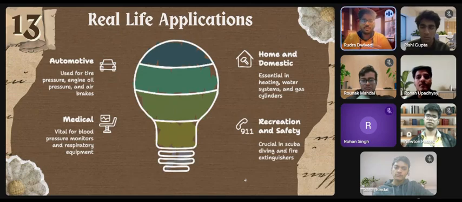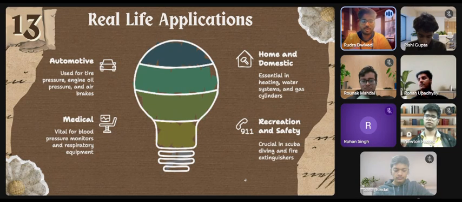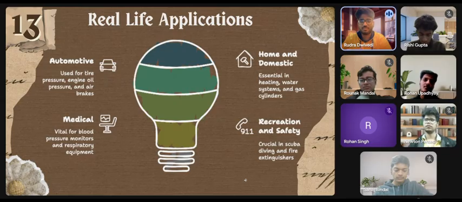This slide talks about the real life application of pressure gauges. They are used in the automobile industry for engine oil pressure and air brakes, in the medical field for blood pressure monitors and respiratory equipment, in domestic appliances. They are used in heating, water systems, and gas cylinders, and also for recreation and safety, like in the case of scuba diving and fire extinguishers. Next slide, please.